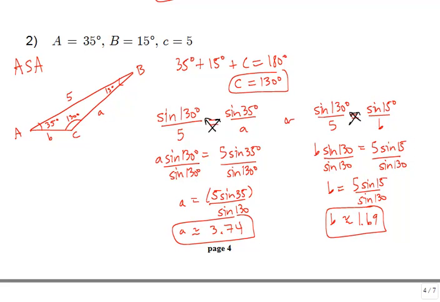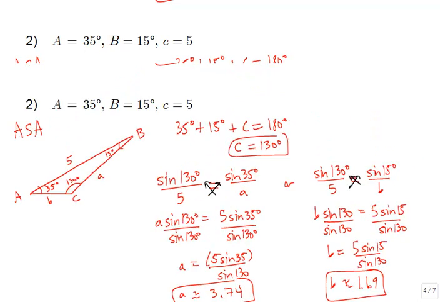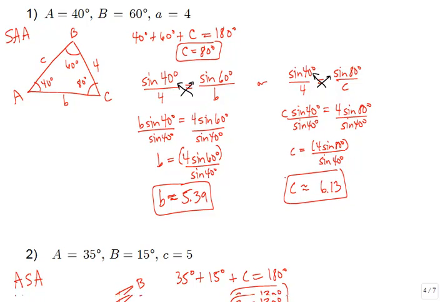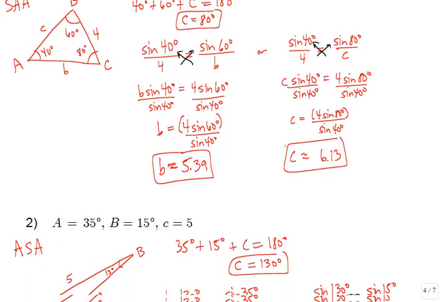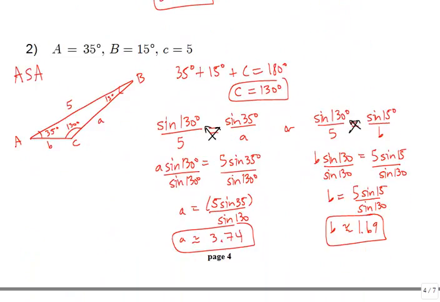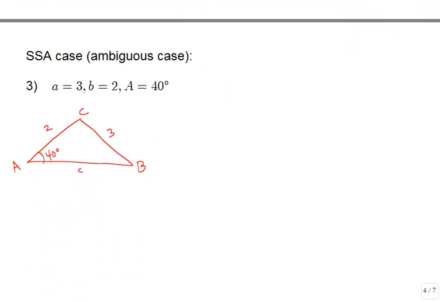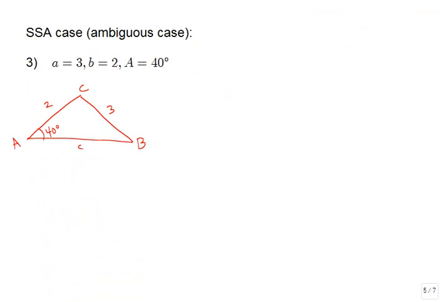Okay, so this was ASA, and the earlier example we did was SAA. So both of these we knew two angles and one side, so we were able to get exactly one solution. The next few examples that we're going to do are the ambiguous case.